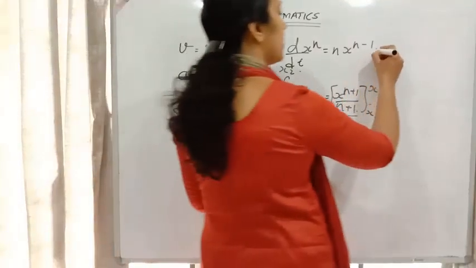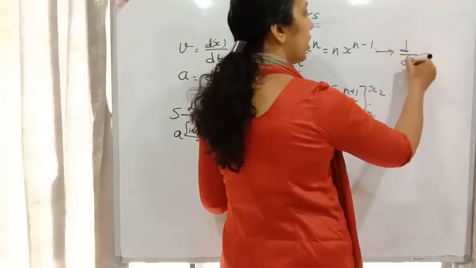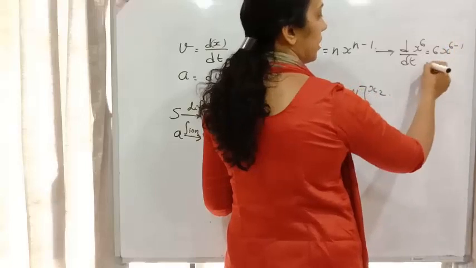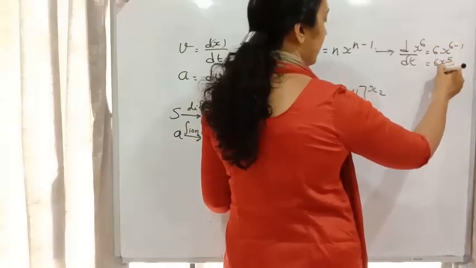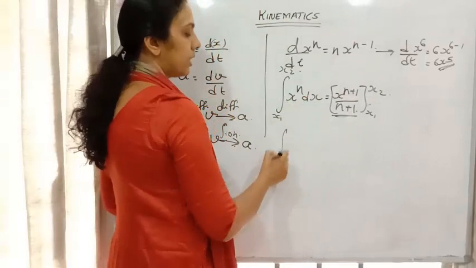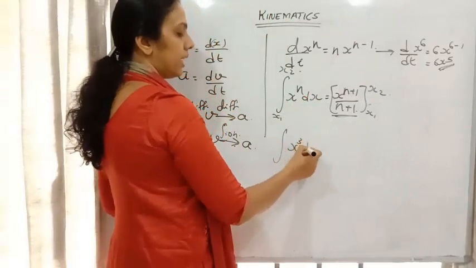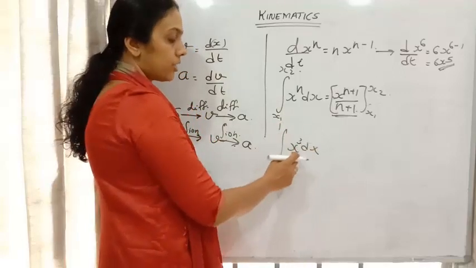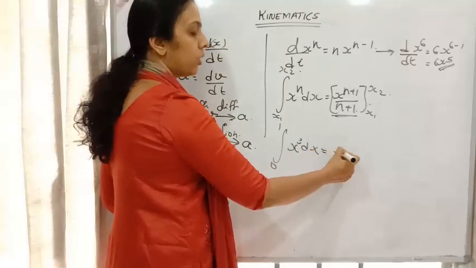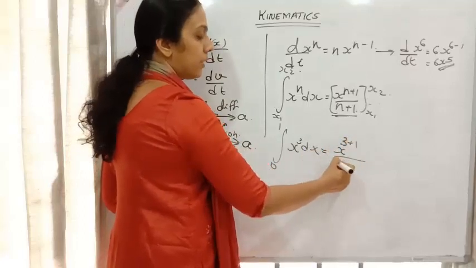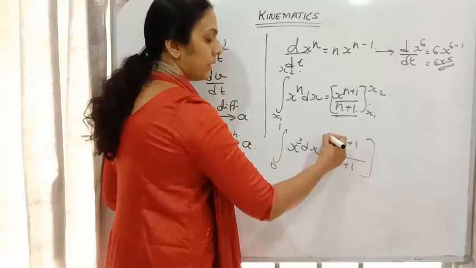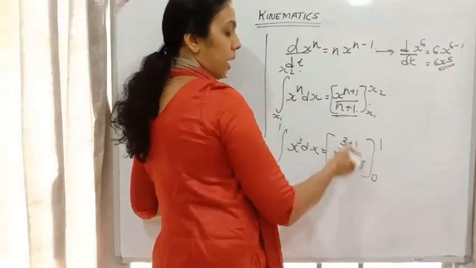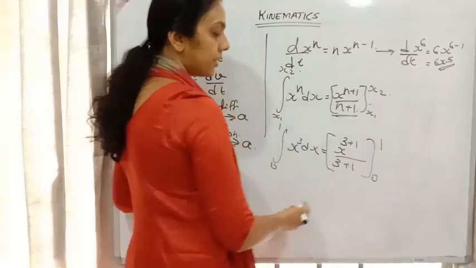First we will take the differentiation part. Suppose d by dt of x to the power 6 equals 6 times x to the power 6 minus 1, so 6x to the power 5. And if we need to find the integral of x cube dx from 0 to 1, we get x to the power 3 plus 1 divided by 3 plus 1, and along with that we apply the limits 0 to 1. First apply the upper limit, minus, then apply the lower limit.